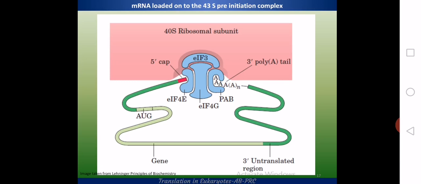This is another image showing a little simpler picture. You can see there the poly-A tail and the 5' cap are joined to the same complex, and this is the 40S subunit at the top. Okay.